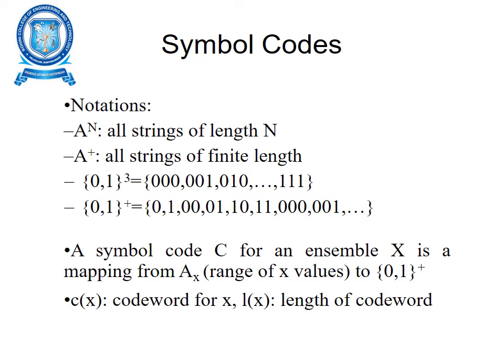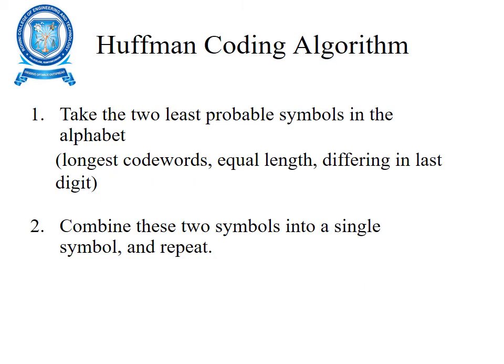Next are symbol codes and notations. A to the power n is all strings of length n, and A plus is all strings of finite length. {0,1} to the power 3 are the 3-length code words, and {0,1} are different kinds of codes. A symbol code for an ensemble X is a mapping from AX to the code words in {0,1}. So this is how it works. Now let's see the Huffman coding algorithm.